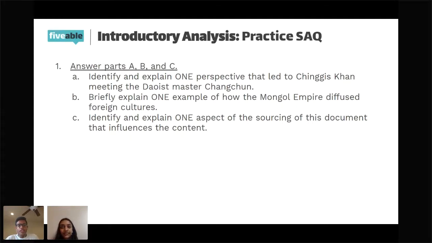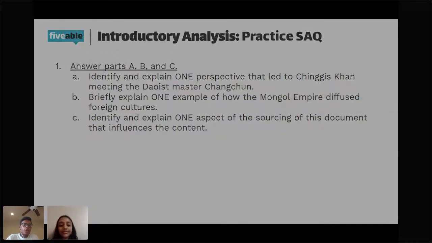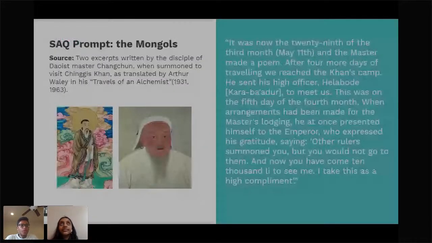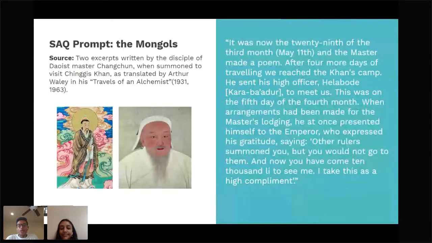All right, so prompt C: identify and explain one aspect of the sourcing of this document that influences the content. So go ahead and answer that in your own words. Again, the sourcing, I'll go back for you guys. It's actually two excerpts written by the disciple of Taoist Master Chang Chun when summoned to visit Genghis Khan. So talk about how the disciple of Chang Chun, his own relation to the empire, may have influenced what he wrote.